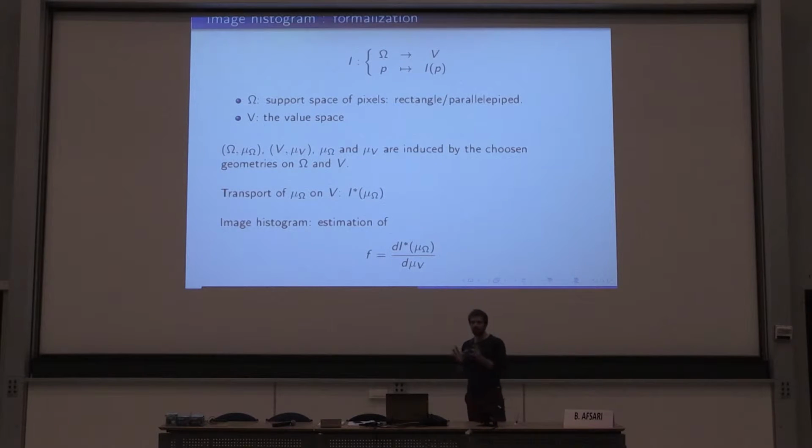So the measure on omega can be transported on the value space with the application I. And now what we call image histogram is any kind of estimation of the density of the transported measure with respect to the reference measure on the value space. So actually a histogram can be a kernel density estimation.